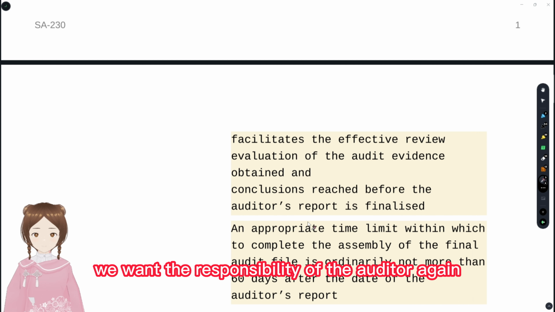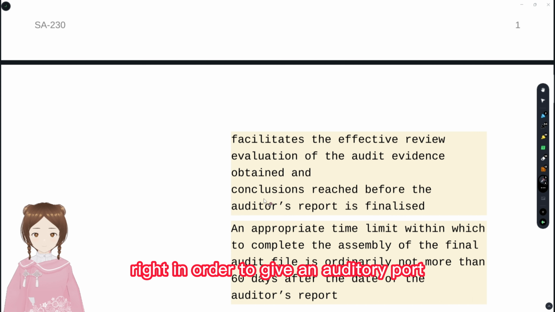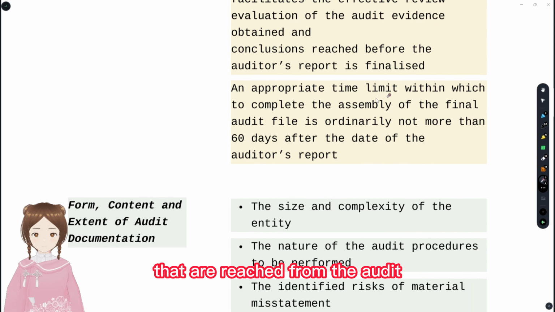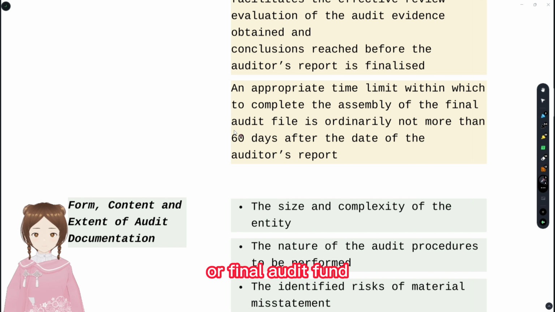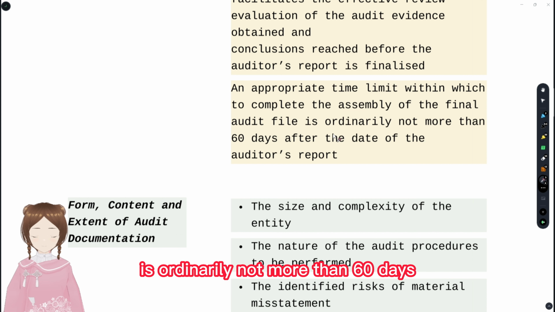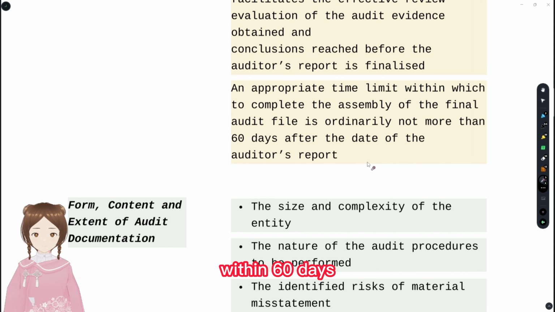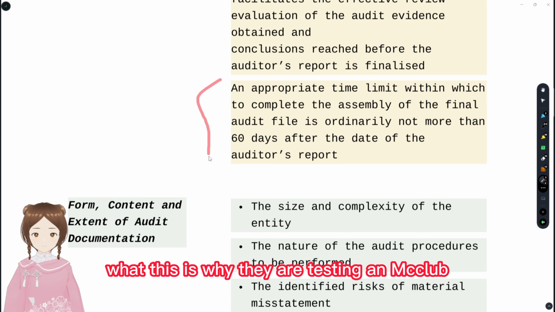See, what's the responsibility of the auditor again? To give an audit report on the conclusion, on the audit evidence that he has obtained, right? In order to give an audit report, what do you have to do? You have to review the audit evidence and evaluate the conclusions reached from the audit evidence. And an appropriate time limit within which to complete the assembly of the final audit file, that is the final assembly, is ordinarily not more than 60 days after the date of the auditor's report. After the auditor has signed the audit report, within 60 days there has to be final assembly of the audit documentation. This is widely tested in MCQs.